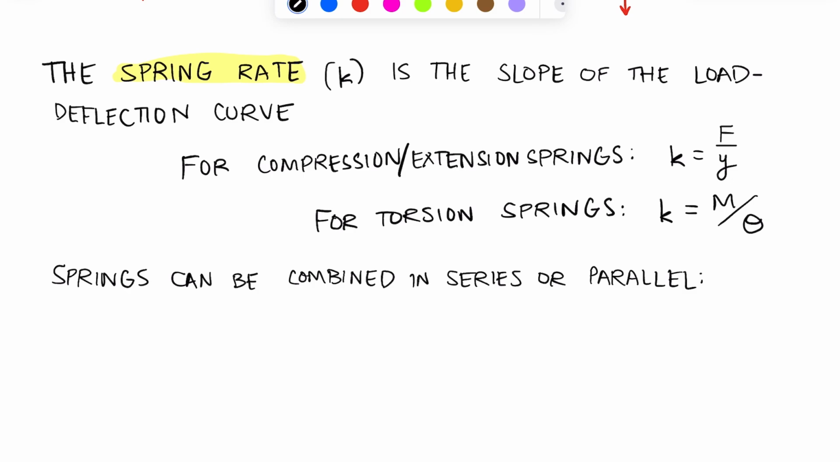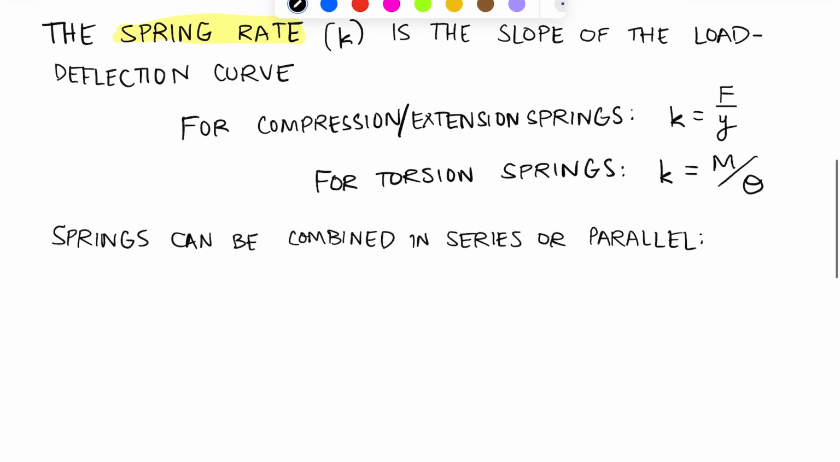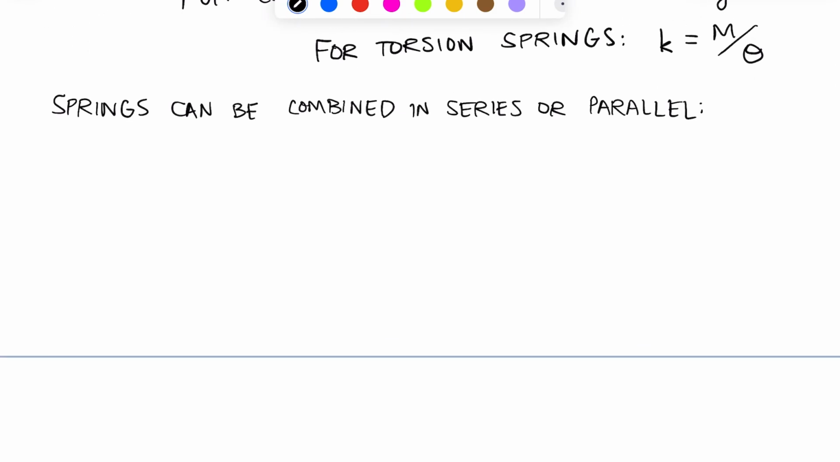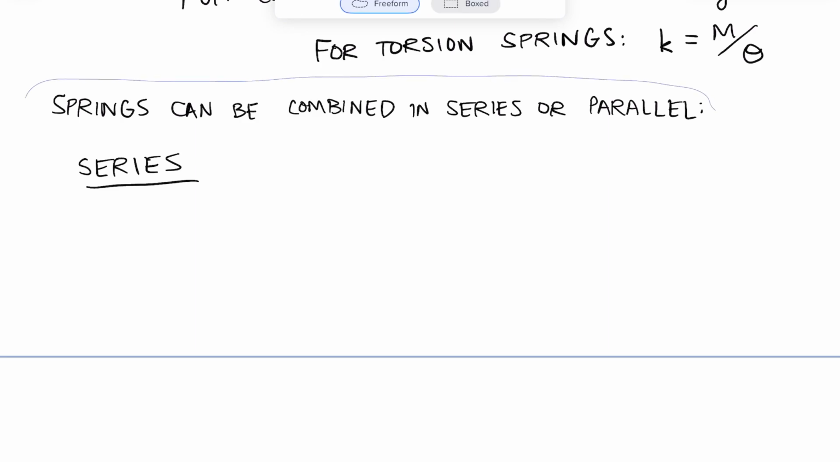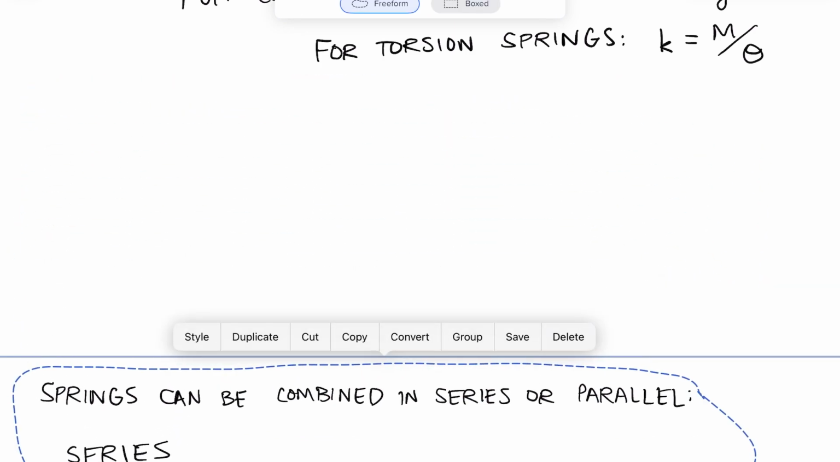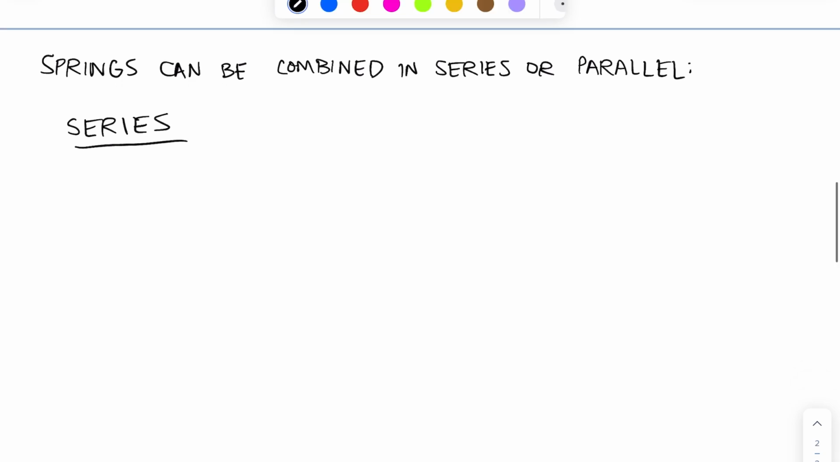And depending on how we combine them, the force and deflection relationship will change. So when combined in series, let's draw first what it looks like. I want to move all of this actually to the next page. Okay, so in series, we have one spring here. We'll just draw two springs for now.